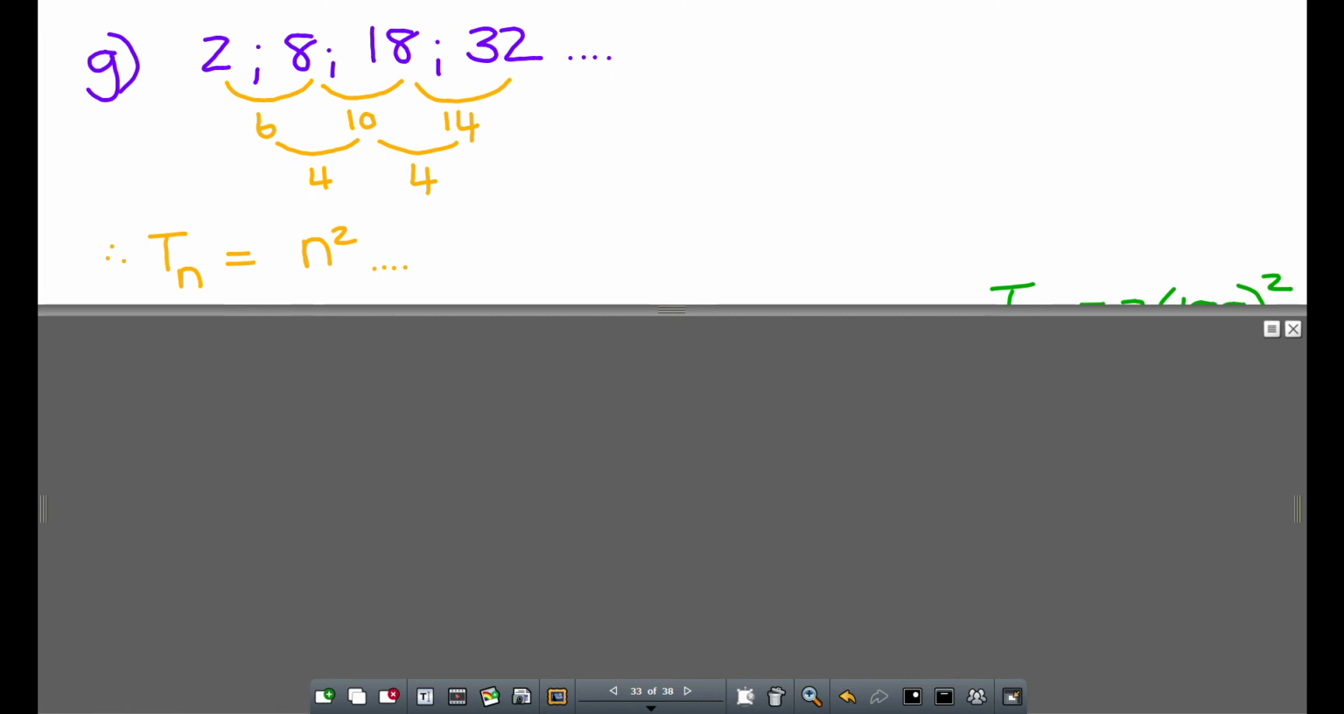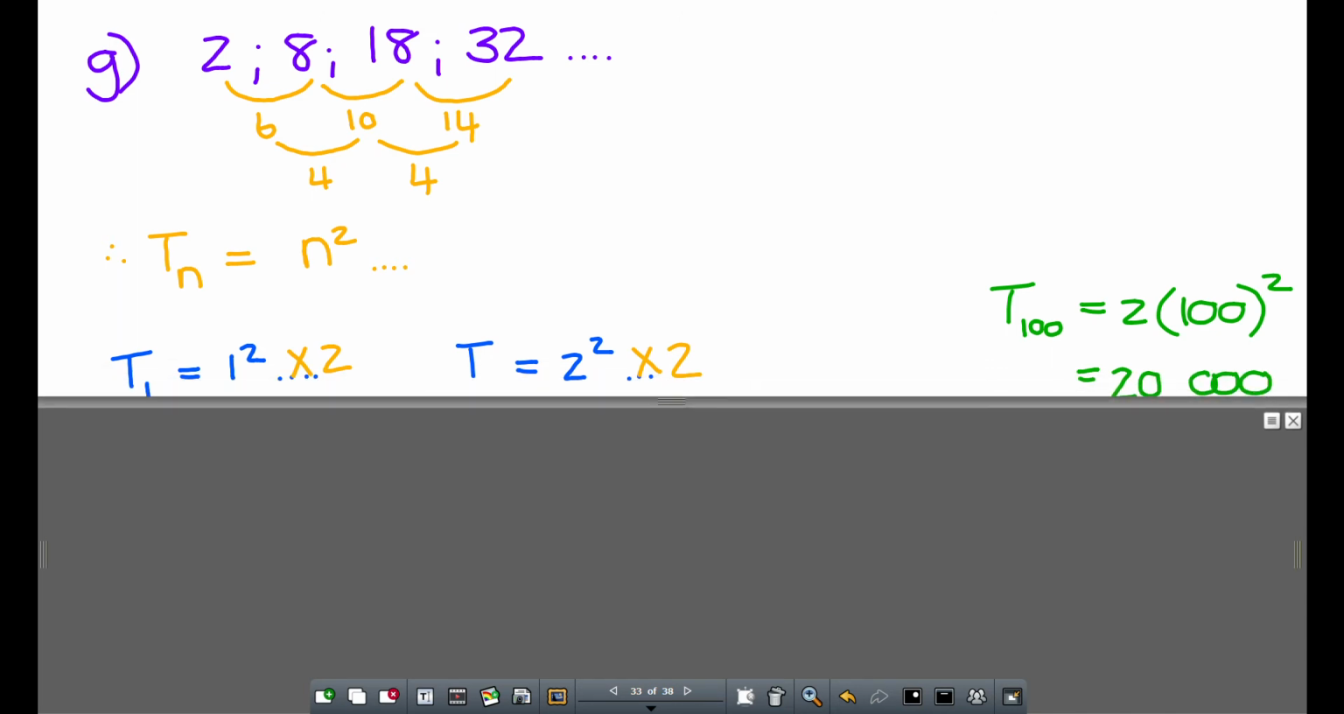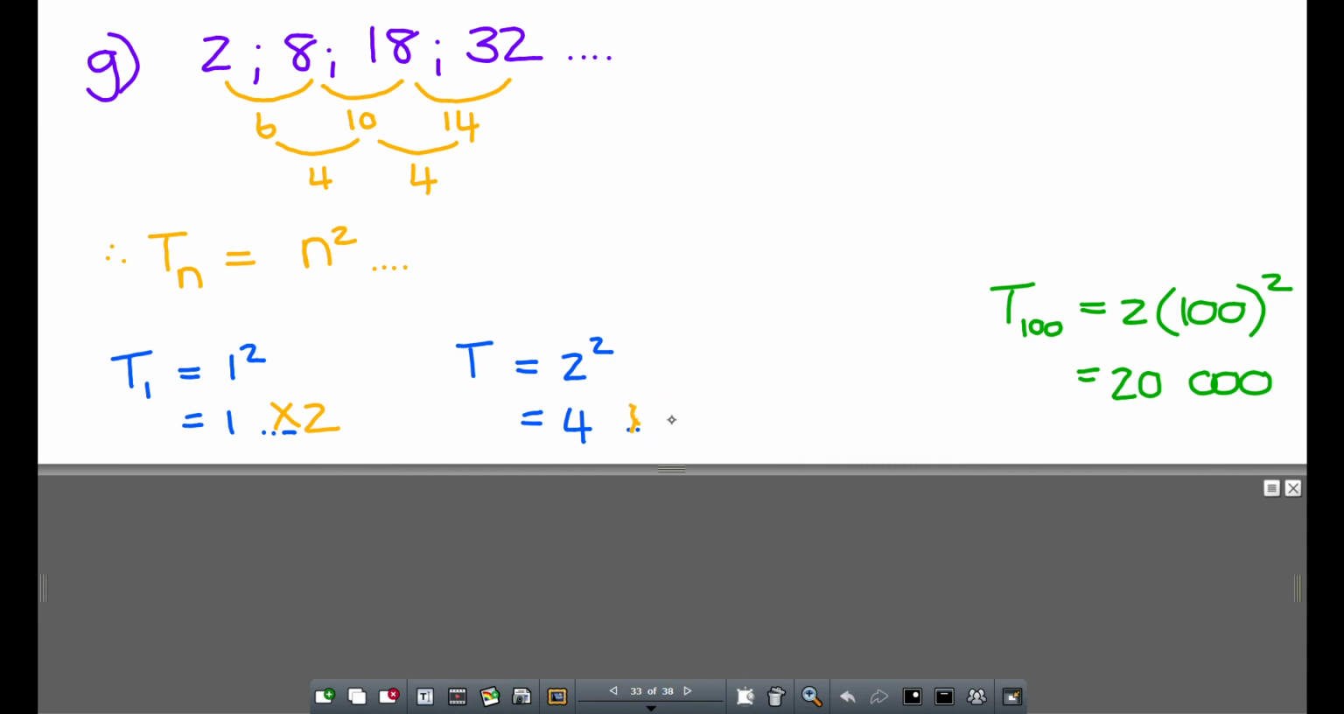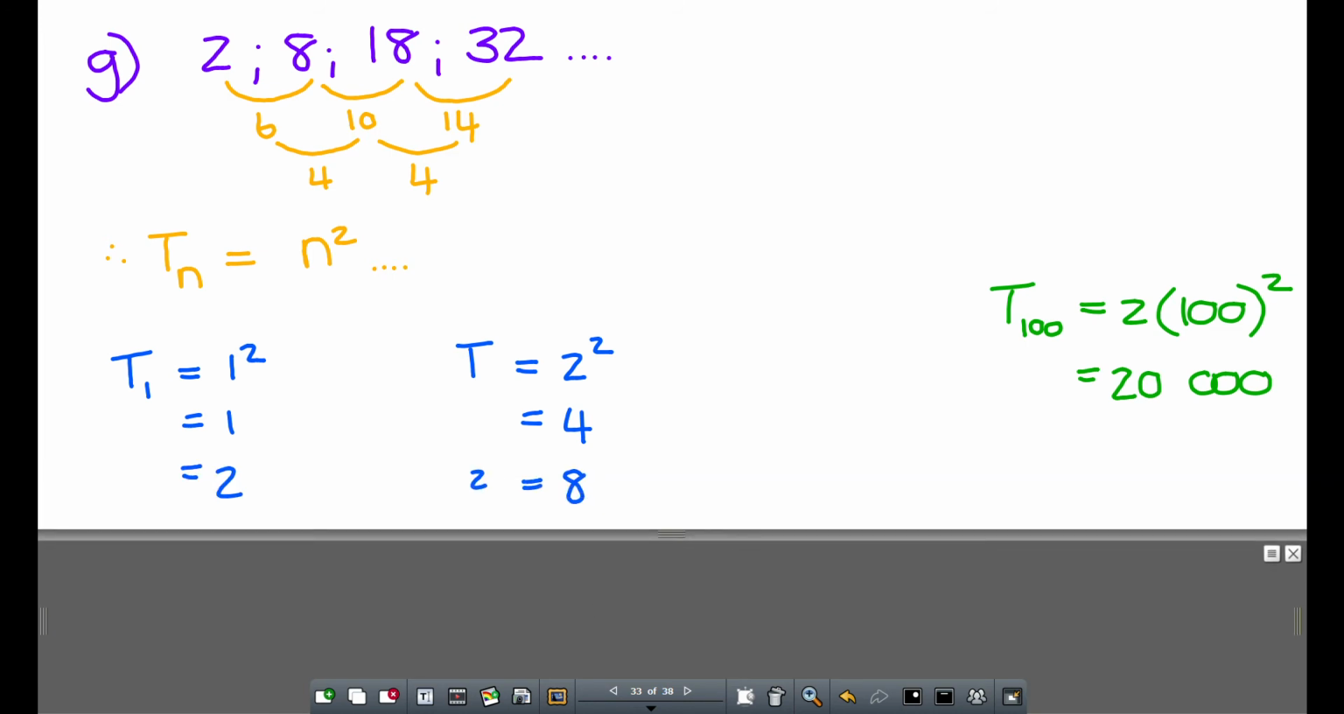Right, so now I substitute n. Let's take out the yellow first. Okay, so what I do is I use term 1 and then say 1 squared. And that gave me 1. But my answer should be 2. Okay, so it could be plus 1, right? But then if I tested term 2, it didn't work out.